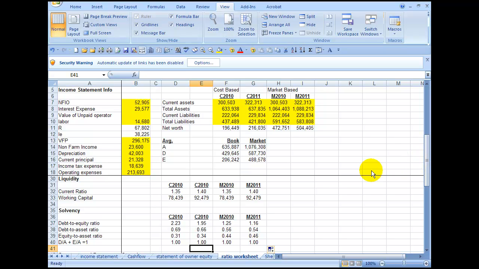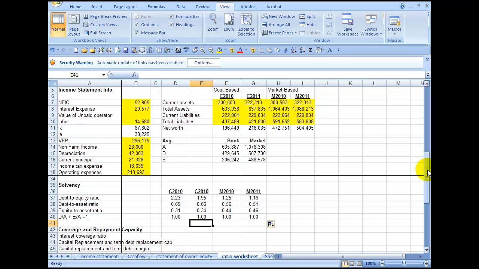Down here, your liquidity ratio, because current assets and current liabilities should be the same no matter how we valued our non-current assets, these numbers should be the same for cost and for market. Our solvency ratios, however, are dealing with total assets, which are different. And so the debt to equity ratio, if we're looking at a cost-based, then it's 2.23. But if we're looking at the market value, what those assets are worth now, it's 1.25. And so to look at our debt to equity, it is probably more realistic to look at market value numbers.